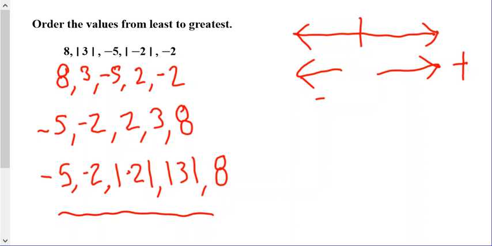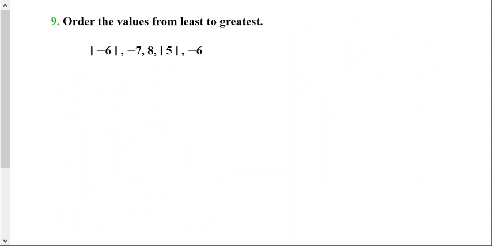All right, go ahead and give yourself a try here. Pause the video and write these values down and try to place them in order from least to greatest. Come back and see how you did.